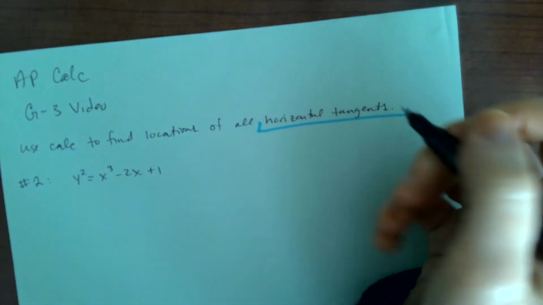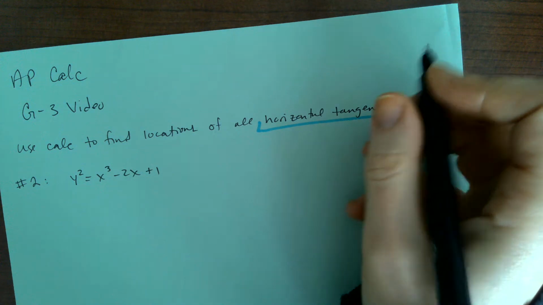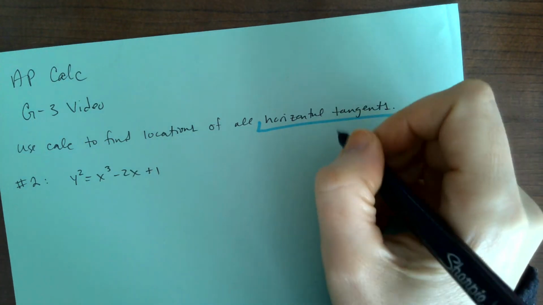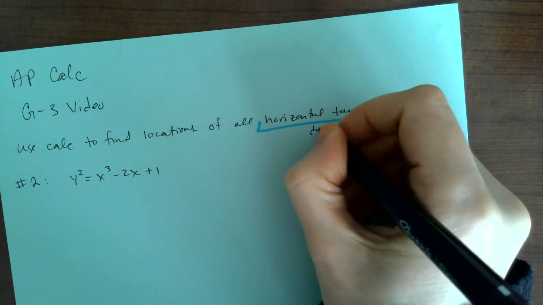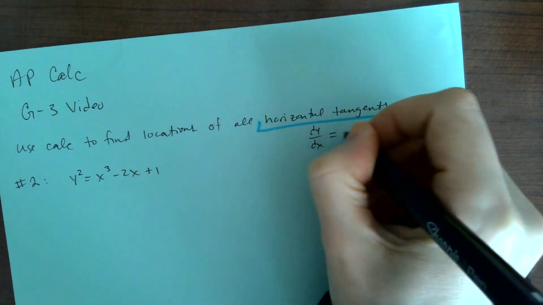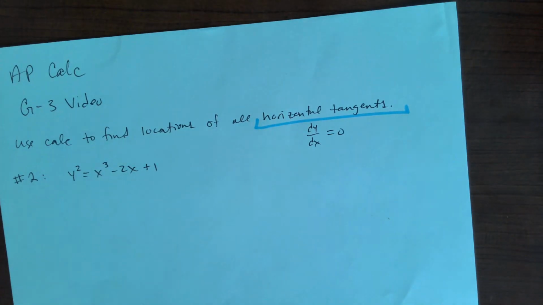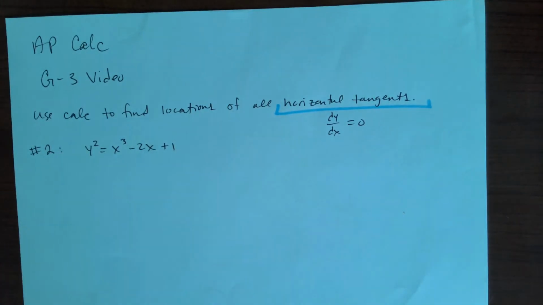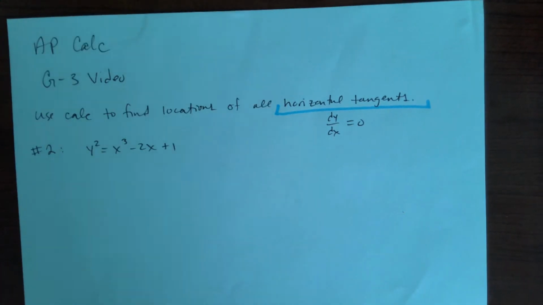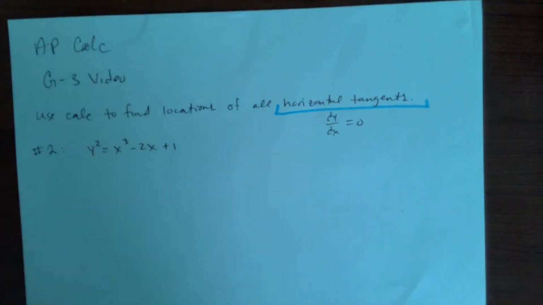And you would know you had a horizontal tangent if the slope, so I'll say dy/dx, is 0. If the slope is 0, the slope of the tangent line is the derivative. If it's 0, that means you've got a horizontal tangent, because the slope of a horizontal line is 0. So we need to take the derivative of this.